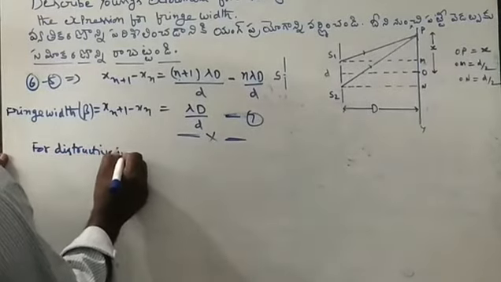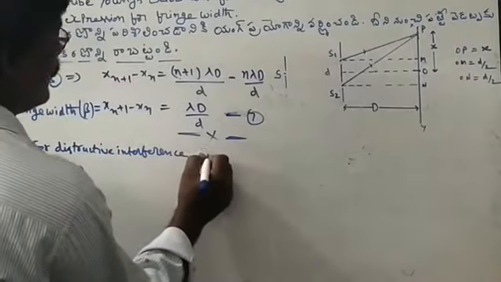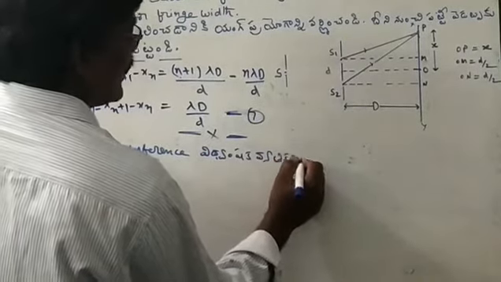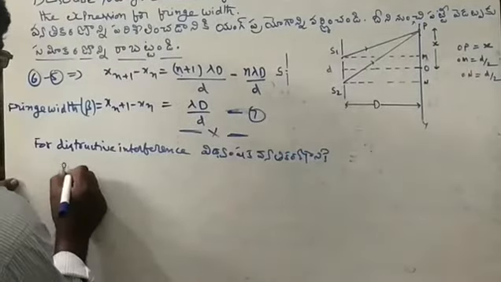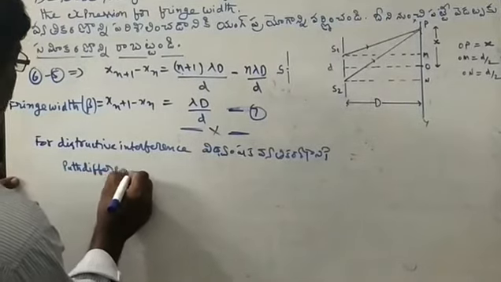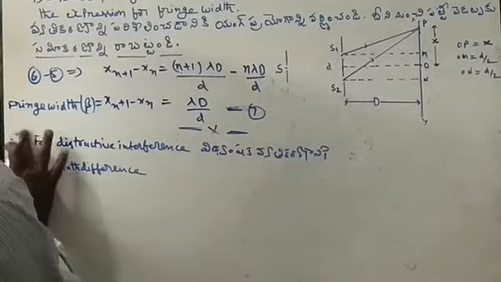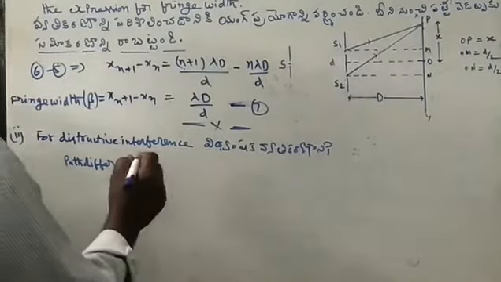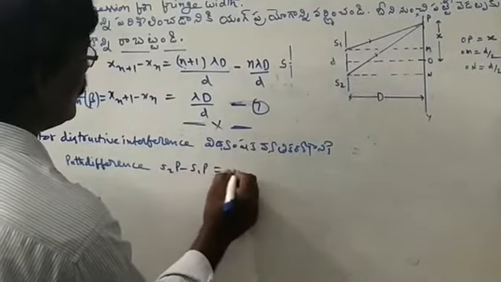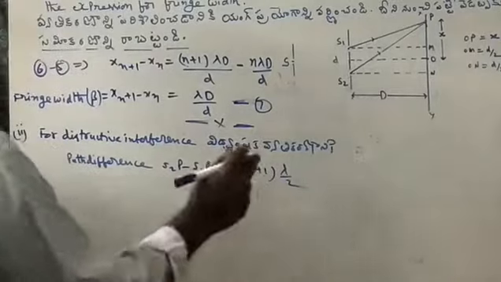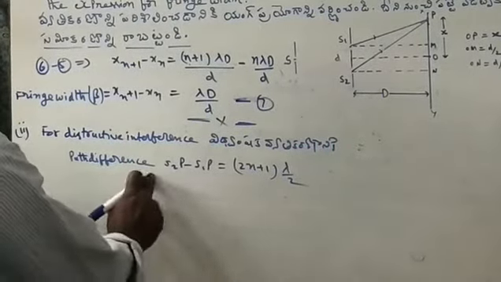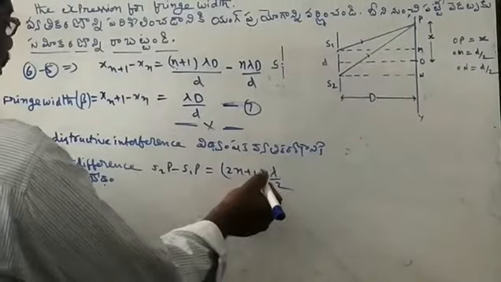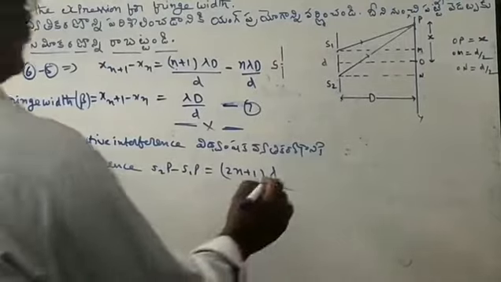Destructive interference. Case 2 for destructive interference. Path difference S2p minus S1p is equal to 2n plus 1 into lambda by 2. This is the condition for destructive interference, already discussed in last class. This is equation number 8.